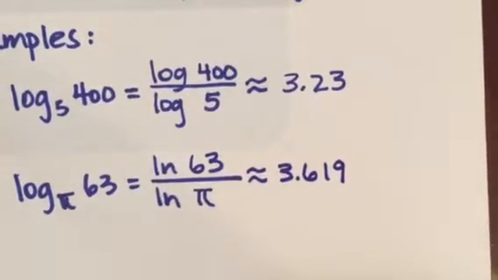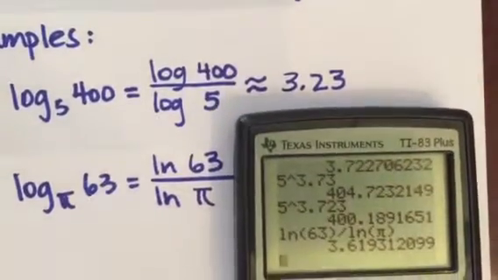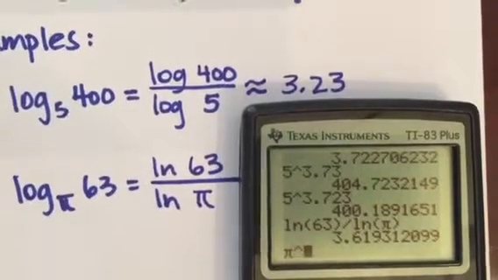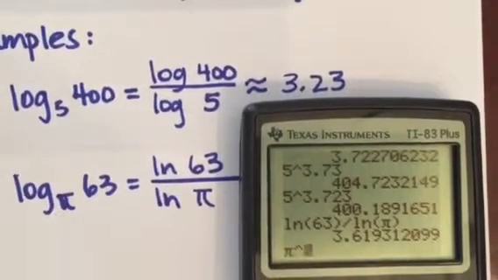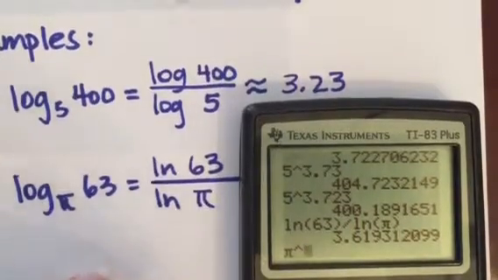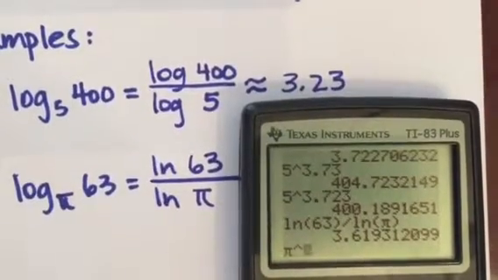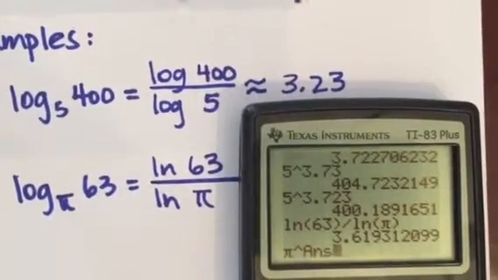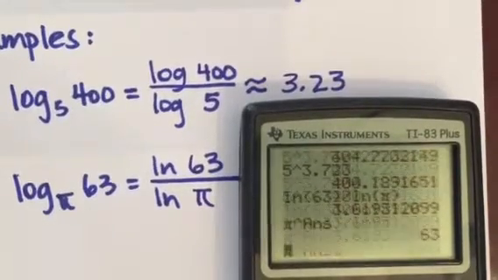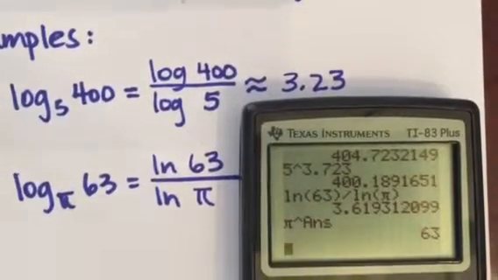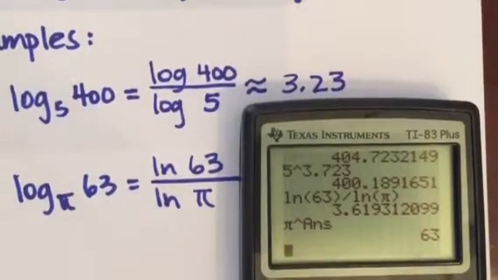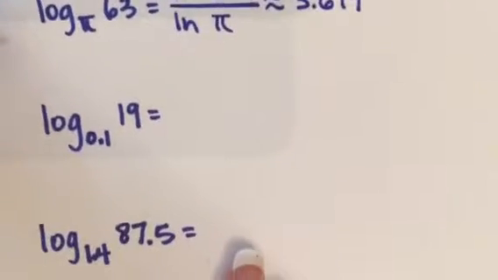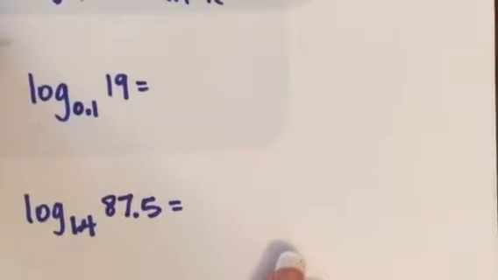Now, if I want to check that I'm exactly right, we can use this handy-dandy little trick on our calculator and say pi raised to the, and then I'm going to use my answer button, okay? So on a TI 83, 84-ish model, you just do second and the negative symbol, and it pulls up the answer. And if I take pi and raise it to the answer, I should be exactly back to 63. Okay, so outstanding. Looks like I'm doing okay.